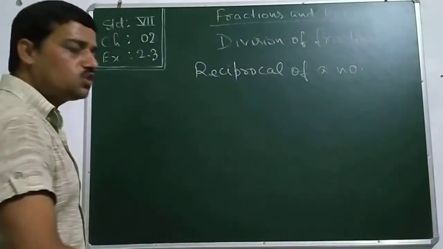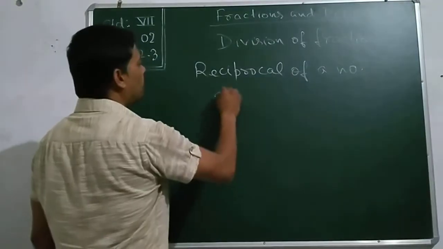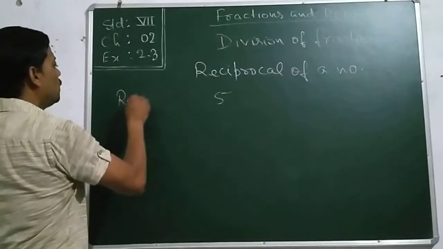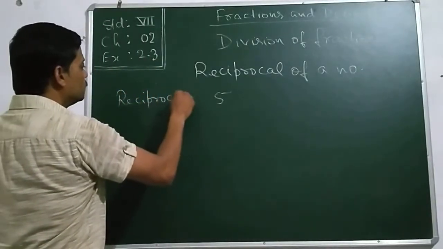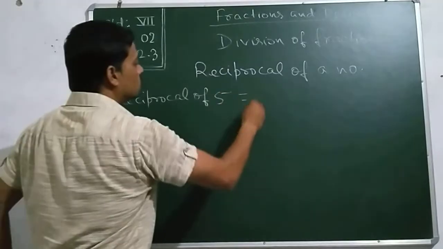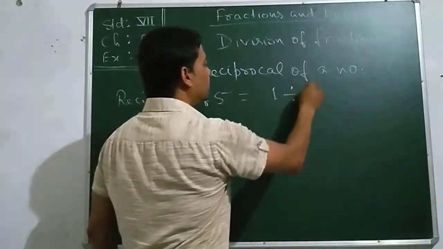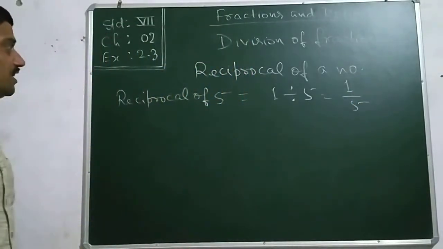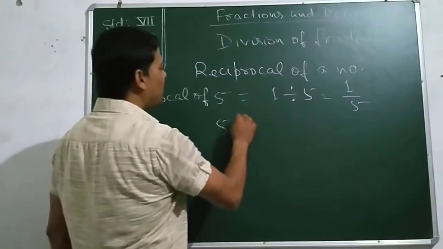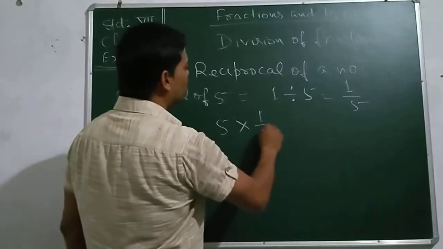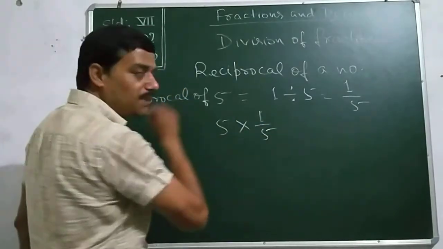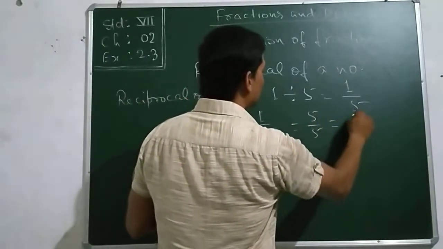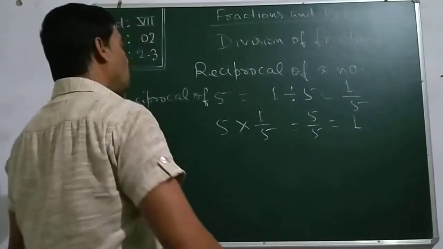If you are told to find out the reciprocal of 5, 5 is a whole number. So the reciprocal of 5 is equal to 1 divided by 5, which is 1 by 5. And see the result: once you multiply the number 5 by its reciprocal, you will get 5 by 5, that is 1.